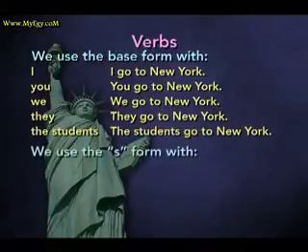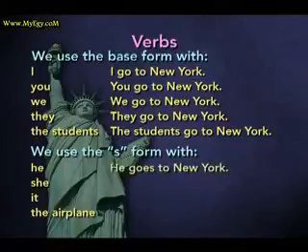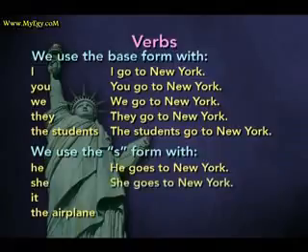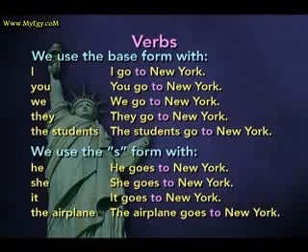And we use the S form for he, she, it, and the airplane, the 747, whatever. So he goes to New York, she goes to New York, it goes to New York, the airplane goes to New York. Okay. Note also, the verb go is followed by to, T-O. So go is very special.